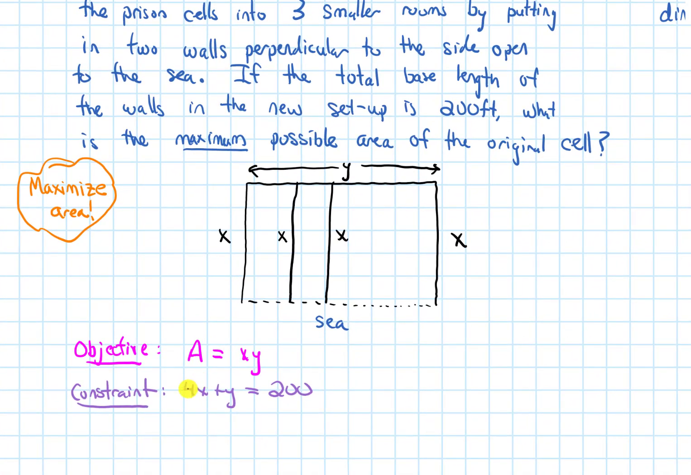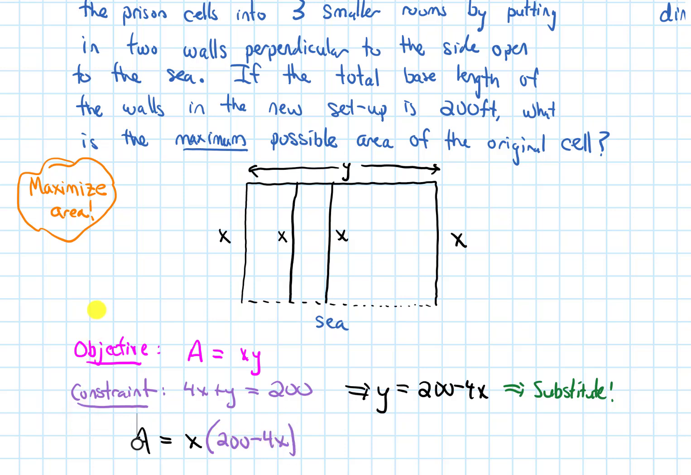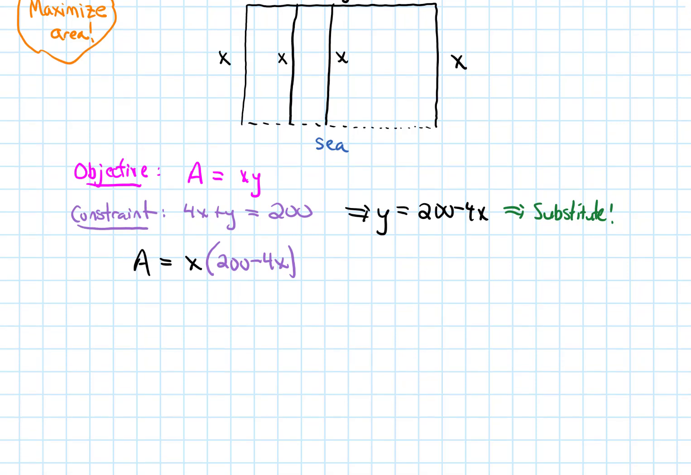Now what I'm going to do is isolate one of the variables in the constraint so I can substitute into the objective. And I can technically isolate either one, but I'm going to isolate y just because that's a little easier to isolate. y is 200 minus 4x. And now let's substitute. So doing that, we get area equals x and then times our y value. Our y value is 200 minus 4x. All right, and now I'm going to simplify this and then take the derivative. So area equals, if I distribute x, 200x minus 4x squared.